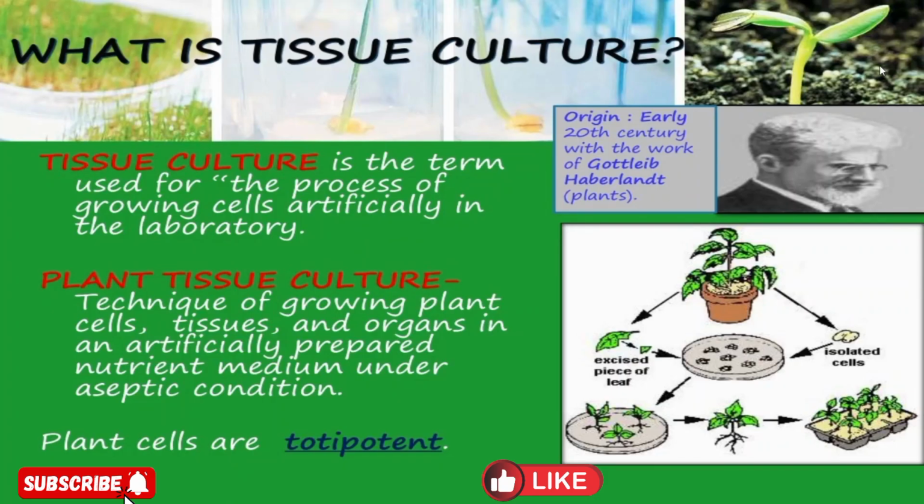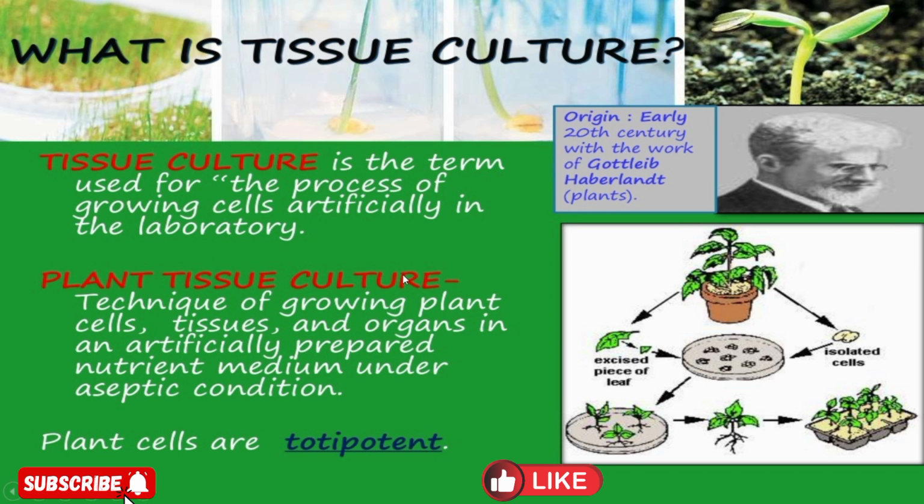of a living organism. So you know that plant tissue culture, for the first time, this process and technique was discovered by a German botanist, Gottlieb Haberlandt, in 1902. That's why he is also known as the father of plant tissue culture.